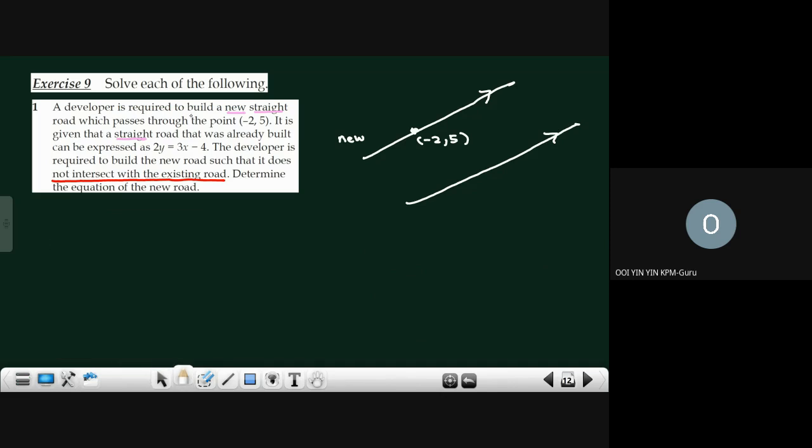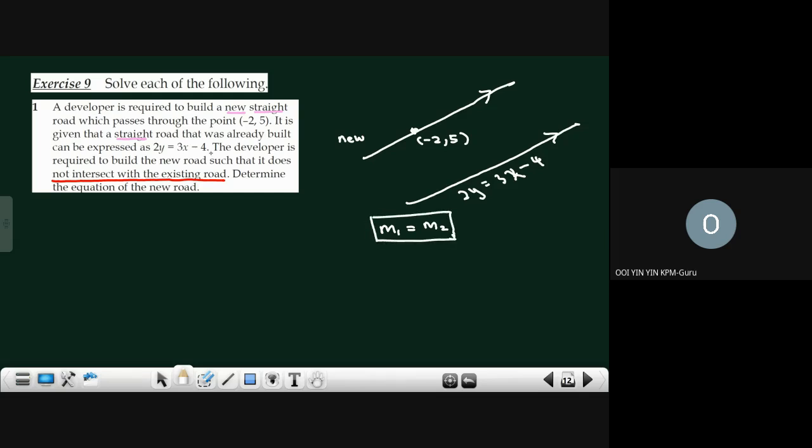Okay, and then it is given that a straight road that was already built can be expressed as 2y equals 3x minus 4. That means the equation of this old road is 2y equals 3x minus 4. And because the two are parallel, that means your m1 will equal your m2. Keep this in mind, you are going to use this always.